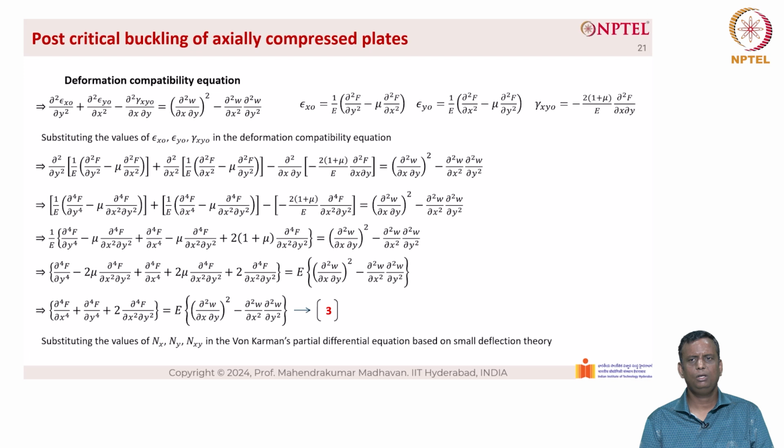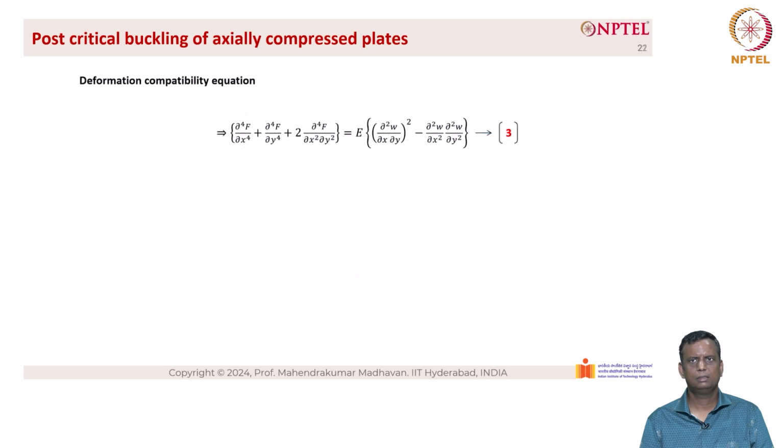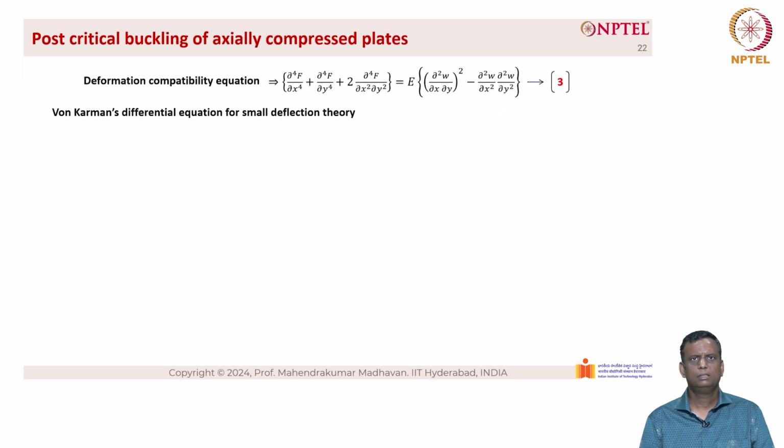Now substituting the values of Nx, Ny and Nxy in the von Karman's partial differential equations based on small deflection theory, what do we get? So using the von Karman's differential equation for small deflection theory, we have D into ∂⁴w/∂x⁴ plus 2 into ∂⁴w/∂x²∂y² plus ∂⁴w/∂y⁴ is equal to Nx into ∂²w/∂x² plus Ny into ∂²w/∂y² plus 2 Nxy into ∂²w/∂x∂y.